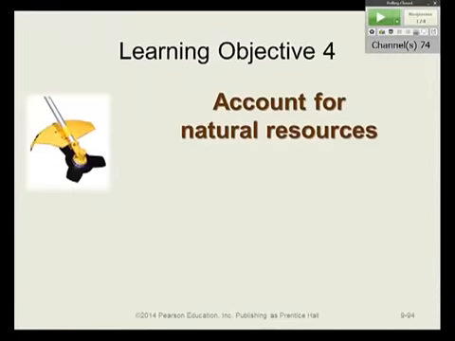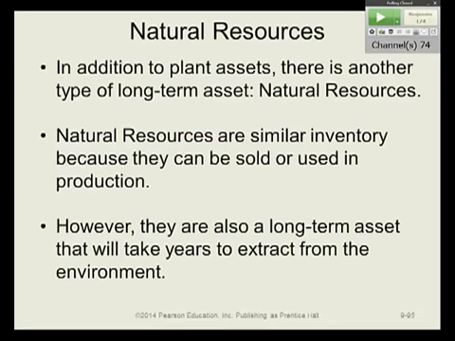Now, the last 2 topics for this chapter will be intangible assets and natural resources, and these are very much like plant and equipment, they operate the same way with a couple of differences. Of course, natural resources are another type of long-term asset. And the difference is that with natural resources, sometimes they sell the products directly.